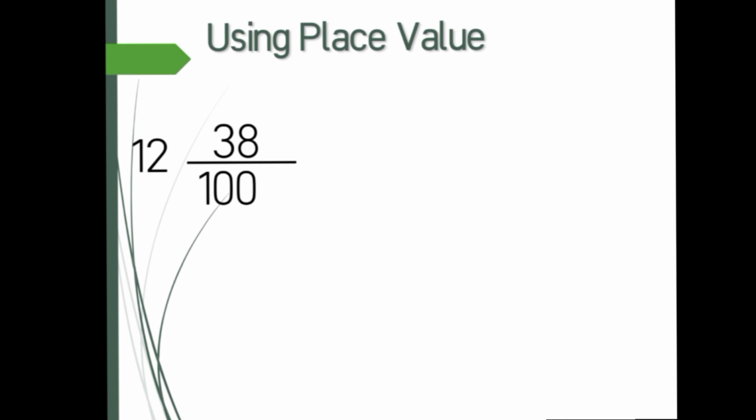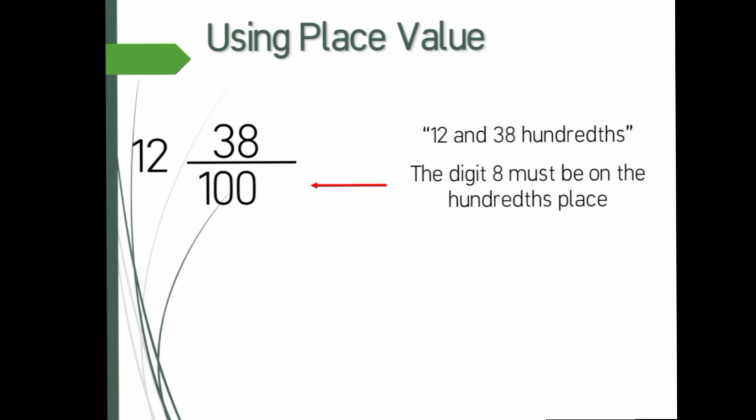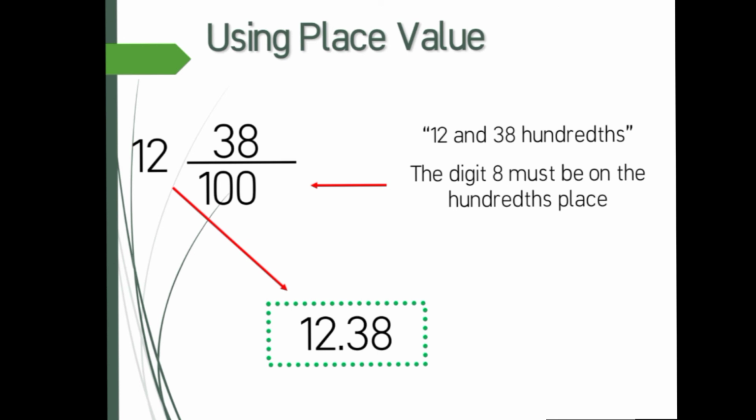Next, 12 and 38 over 100. So, pag binasa siya, 12 and 38 hundredths. So, digit na 8 must be on the hundredths place kasi sabi 38 hundredths. So, sagot will be, since dalawa naman yung digit na yan, ilagay na natin dyan agad. Kasi dalawa yung digit din for hundredths. So, 38, ayan na po. And then 12 sa left side ng decimal point. Yung fraction nasa right side nung decimal point. So, that will be 12 and 38 hundredths.